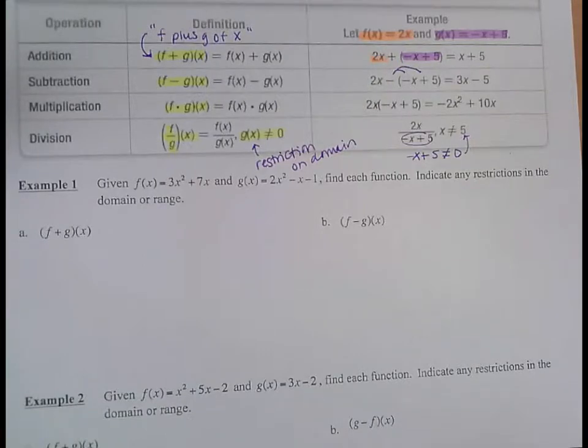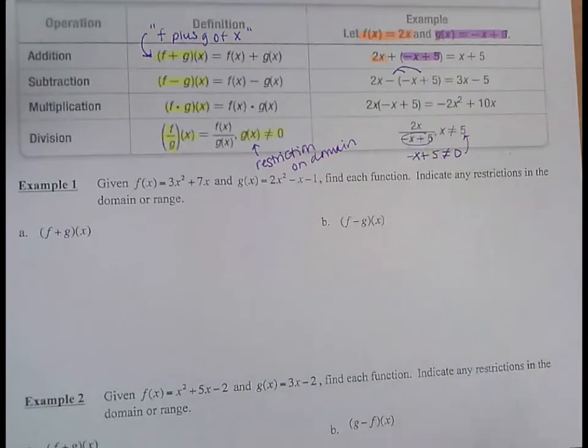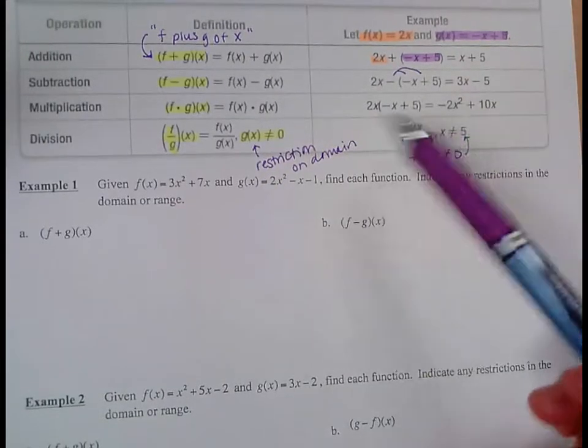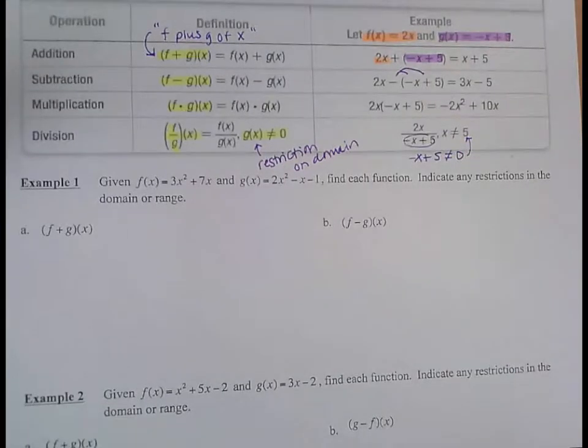So also, I do want to point out in Chapter 5, with dividing polynomials, we did long division or synthetic division, and you do not need to do that in this chapter. You're not expected to do that. So when you're asked to divide f by g, you would just leave it like this.